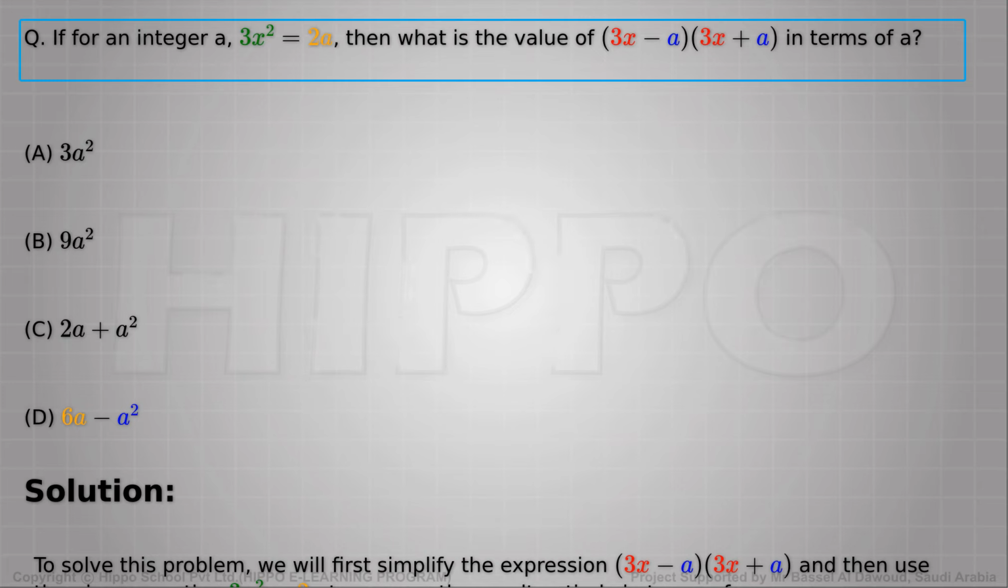The question asks, if for an integer a, 3x squared equals 2a, then what is the value of the expression (3x minus a) times (3x plus a) in terms of a? The key phrase here is "in terms of a," which means our final answer should not contain the variable x. Let's see how we can solve this.